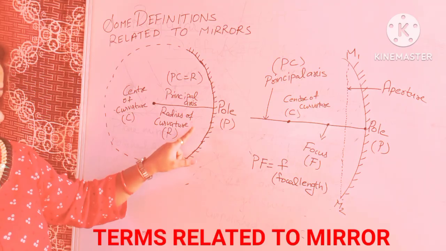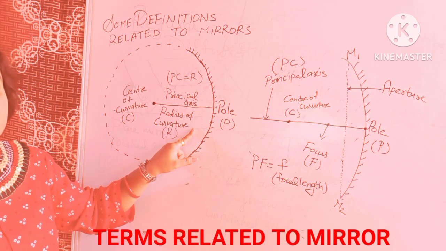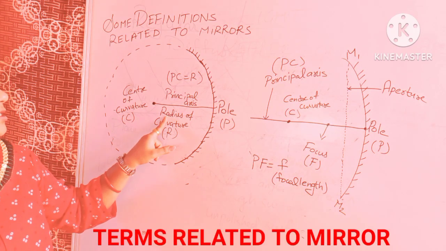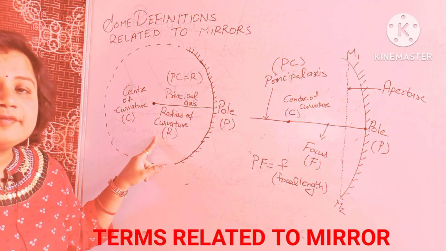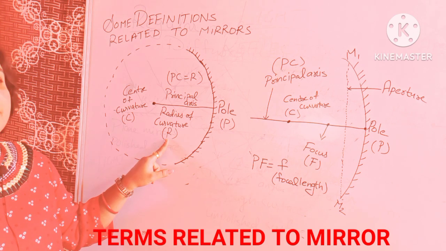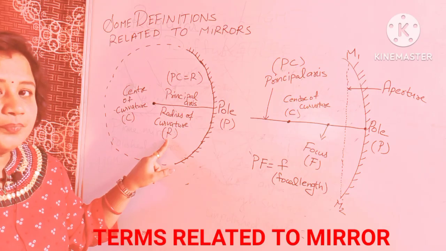Now, a sphere is there, so the radius must be there. That radius is known as the radius of curvature, which is denoted by capital R.